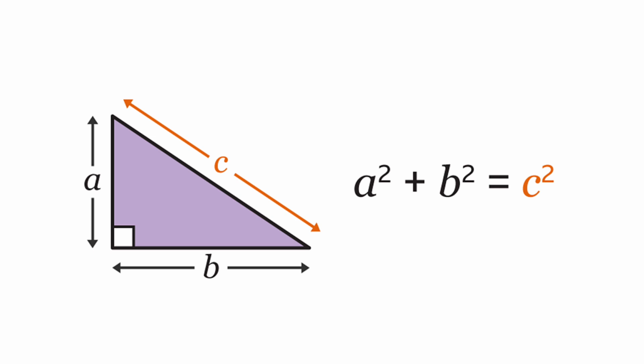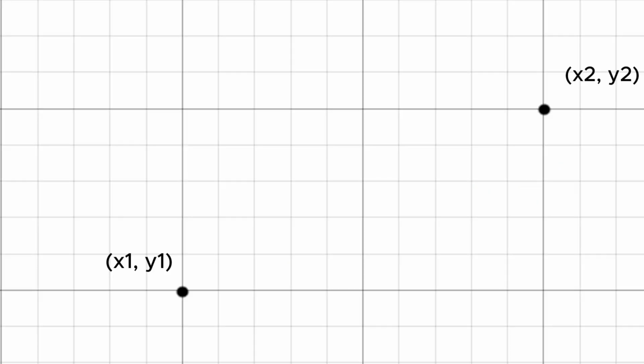Super helpful and used for many things. For example, to find the distance between 2 points on a coordinate plane. Let me show you how. Imagine we have 2 points, x1, y1, and x2, y2. Well, what if we want to find the direct straight line between these 2 points? We can use the Pythagorean theorem for that.